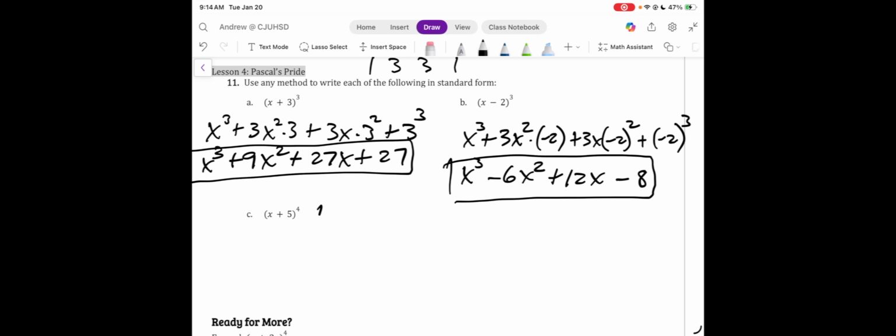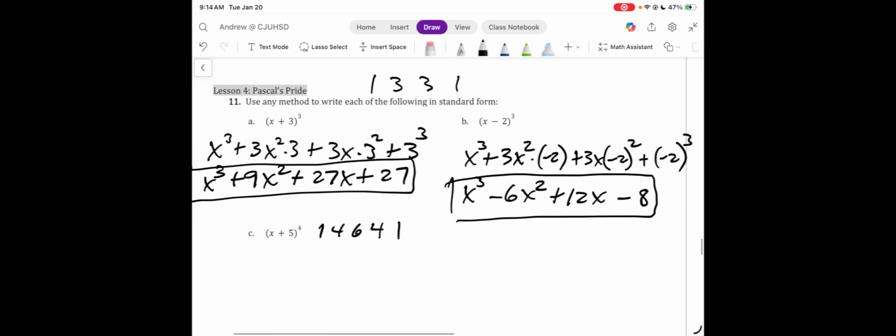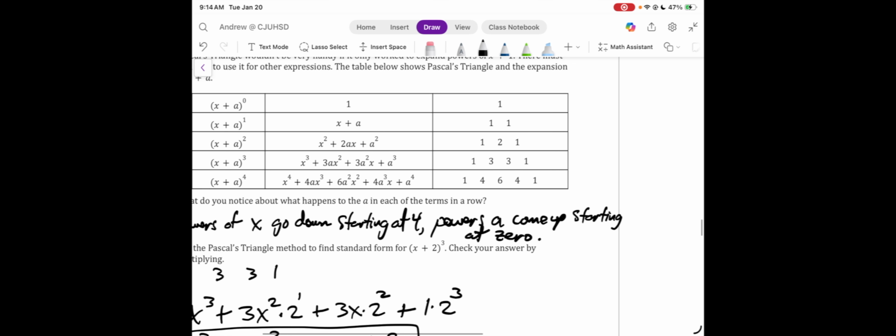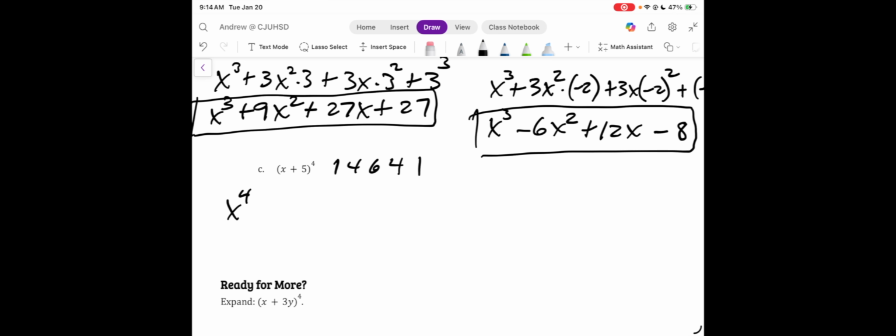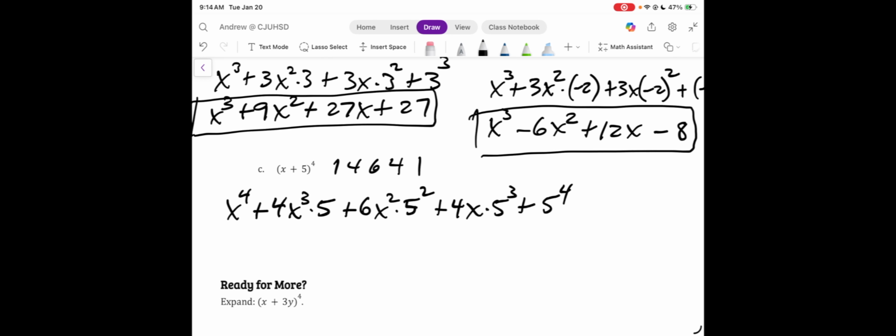Okay, C has the pattern 1, 4, 6, 4, 1. Is that right? 1, 4, 6, 4, 1. Let's look up here in the table. 1, 4, 6, 4, 1. Yep, that's it. So we're going to start with x to the 4th plus 4x to the 3rd, and 5 makes its appearance, and 6x squared, and 5 now gets squared, and 4x, and 5 now gets cubed, and 5 now to the 4th.